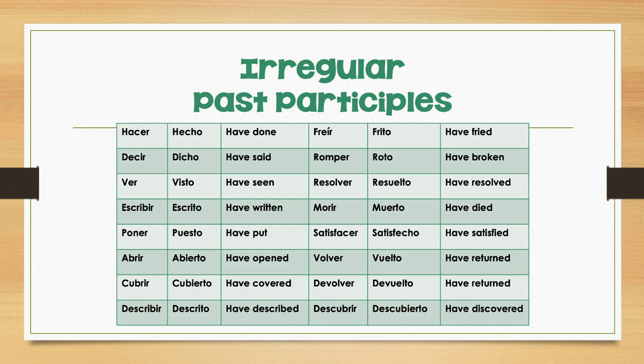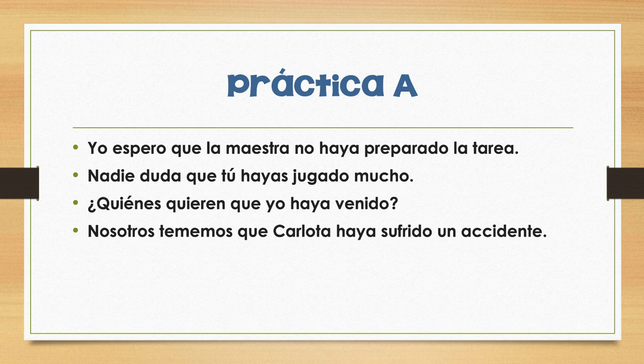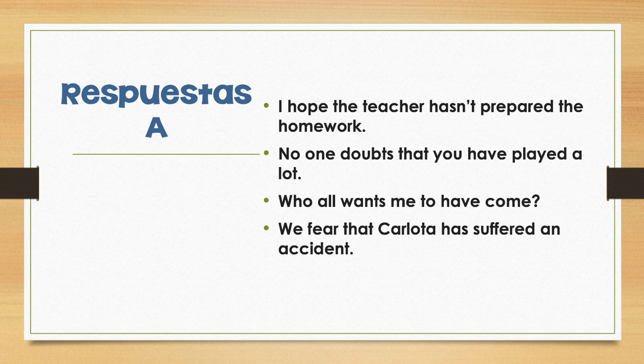All right, let's see if we can understand them if we see these in context. "Yo espero que la maestra no haya preparado la tarea." "Nadie duda que tú hayas jugado mucho." "¿Quiénes quieren que yo haya venido?" "Nosotros tememos que Carlota haya sufrido un accidente." That would mean: I hope the teacher hasn't prepared the homework. No one doubts that you've played a lot. Who all wants me to have come? And we fear that Carlota has suffered an accident.